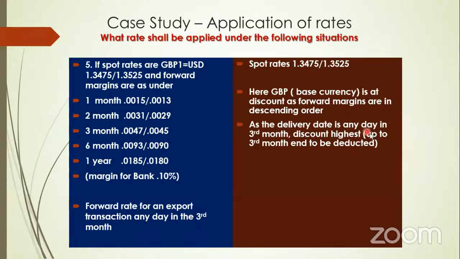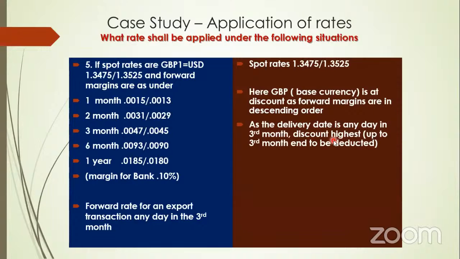Delivery date is any day in the 3rd month. Any day means it may be the beginning of the 3rd month or it may be the last day of the 3rd month. So as a banker, don't take a chance. Discount means highest. Premium means lowest. The ulta rules, note down.